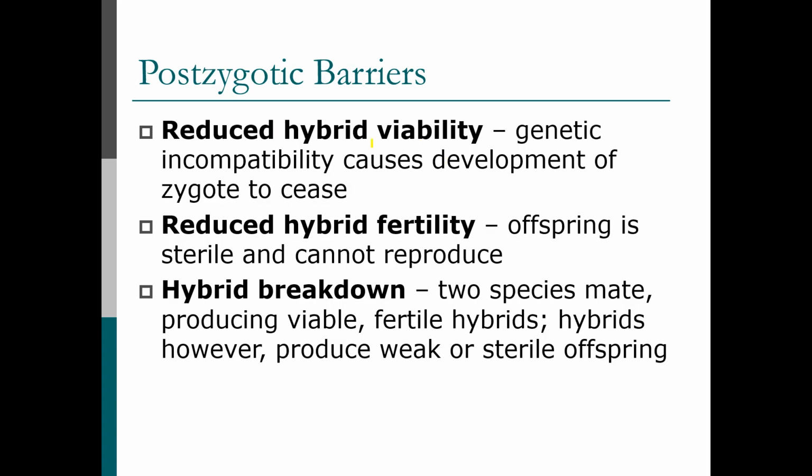So I kind of like to remember that with viability, there's no baby. Okay, you get a zygote, but no baby. With fertility, you get a baby that can't have babies. And then you take it one step further with hybrid breakdown. So the babies can't have babies. And so it just takes it another generation further.